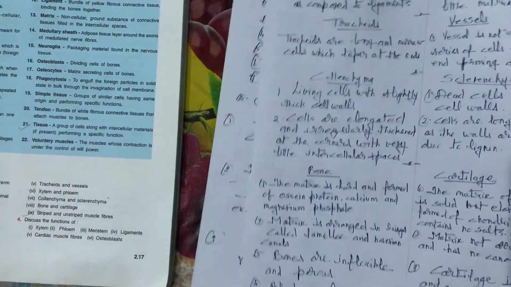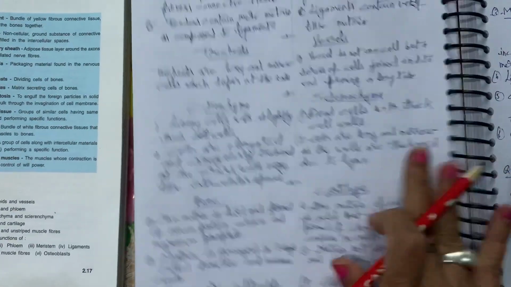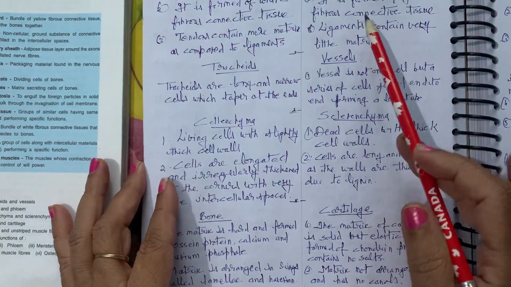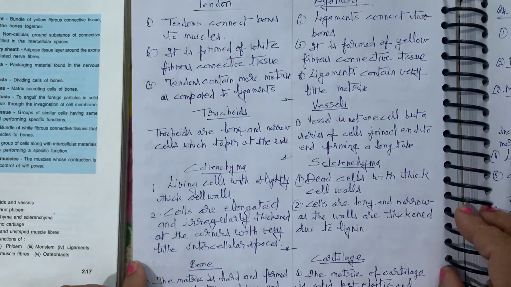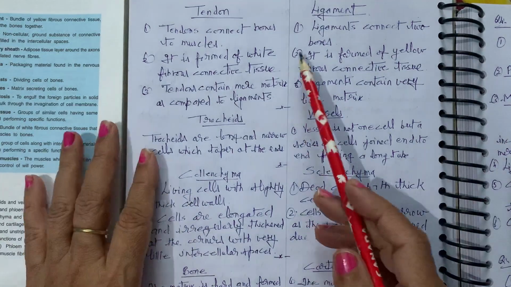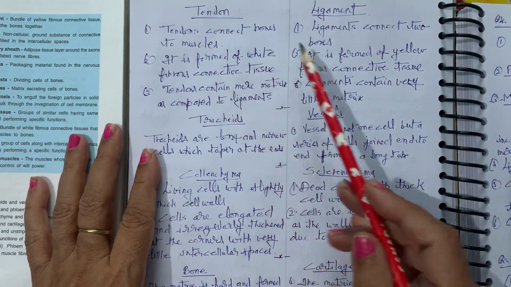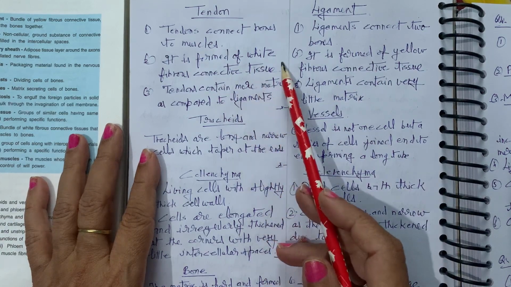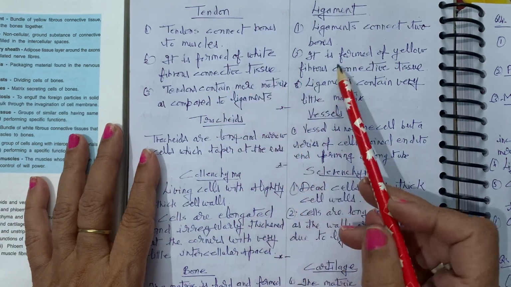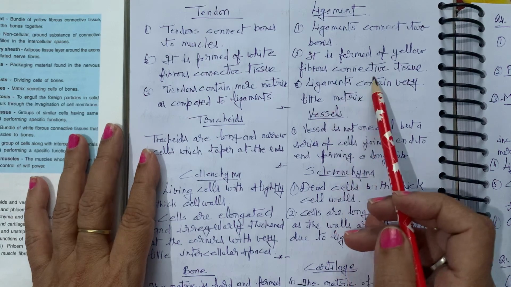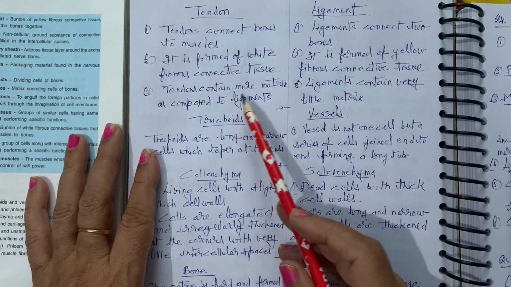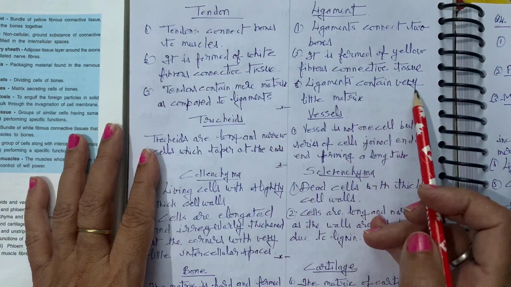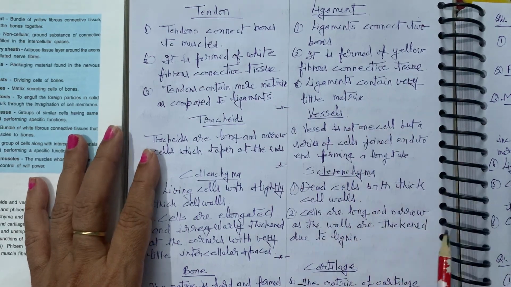Now the next one, that is your tendons and ligaments. Tendons connect bones to muscles. Ligaments connect two bones together. Tendons are formed by white fibrous connective tissue. Ligaments are formed by yellow fibrous connective tissue. Tendons contain more matrix as compared to ligaments. Ligaments contain very little matrix, right?